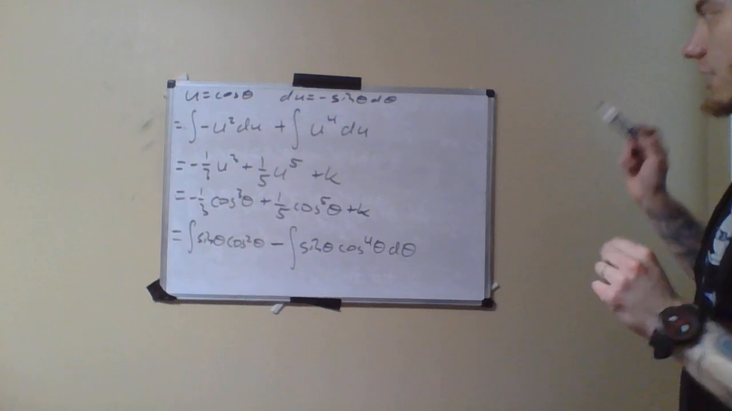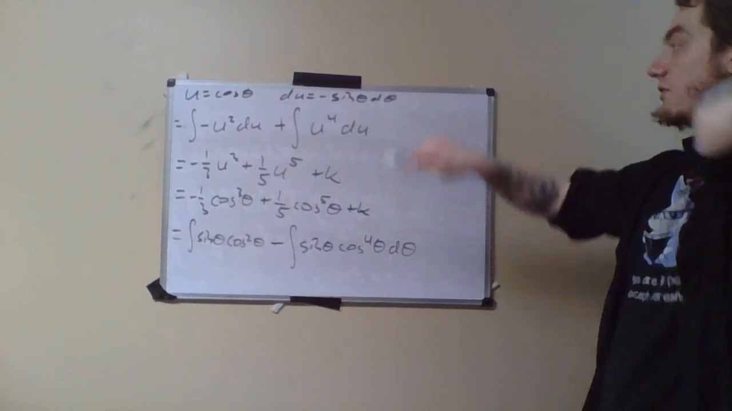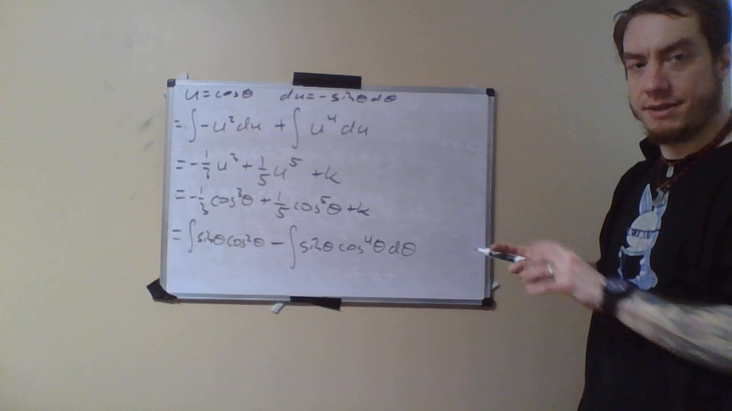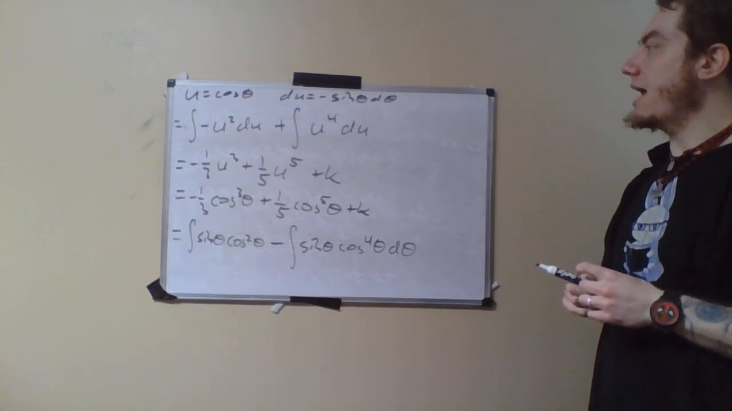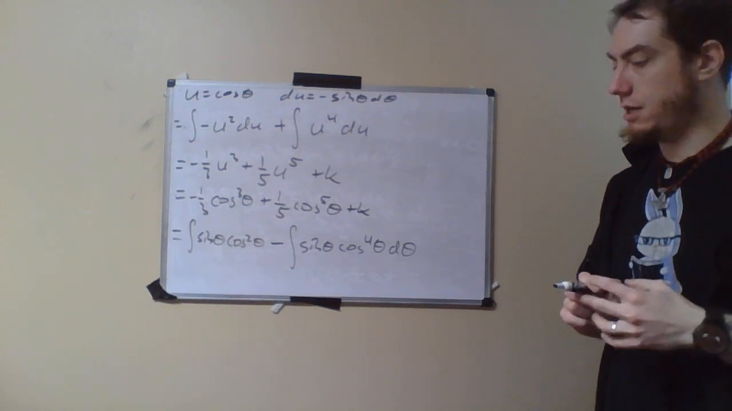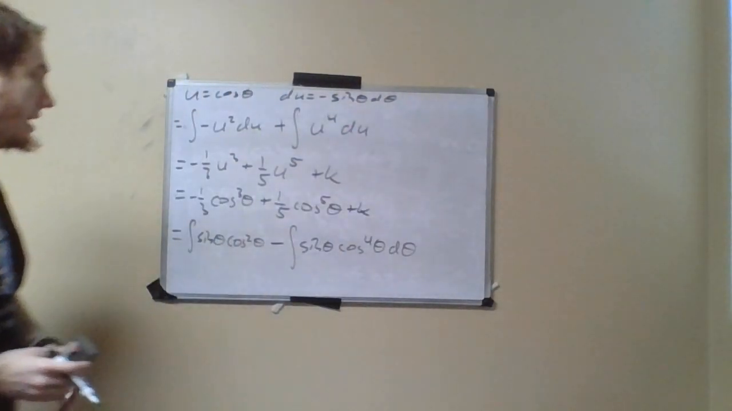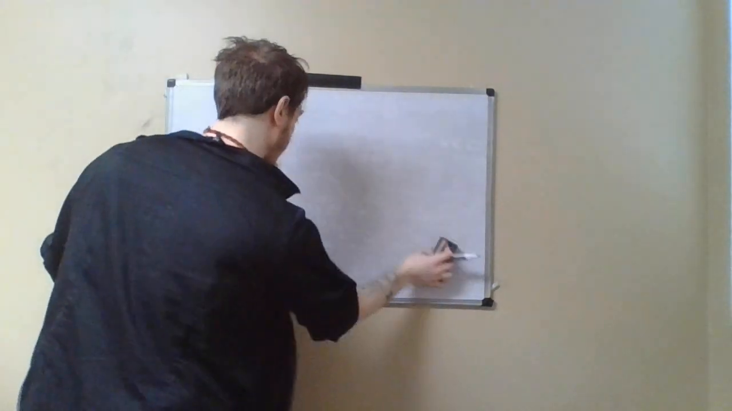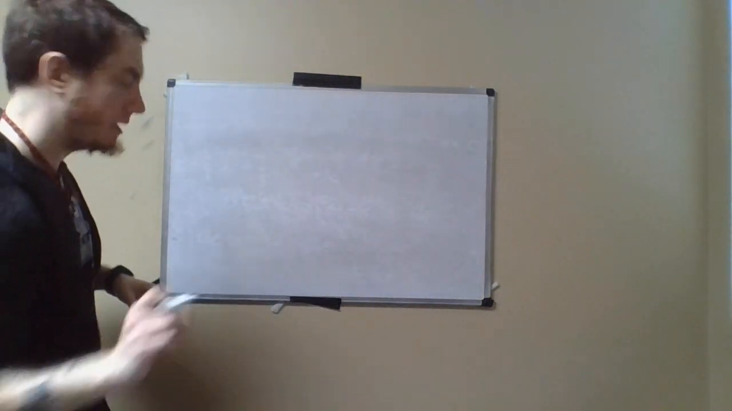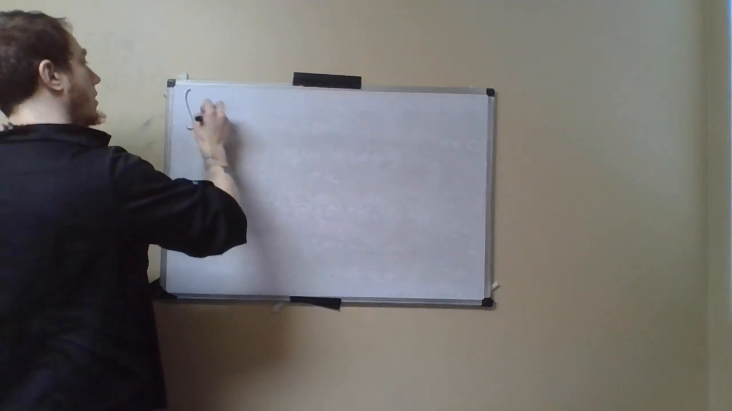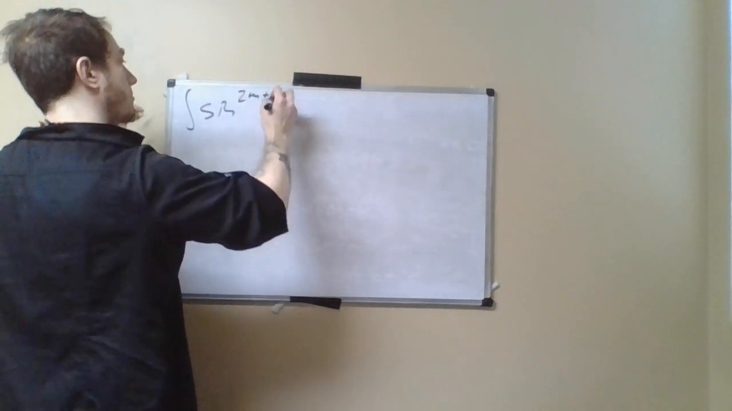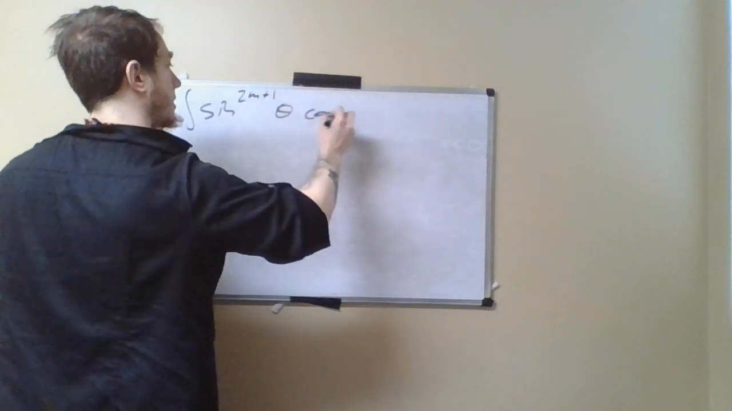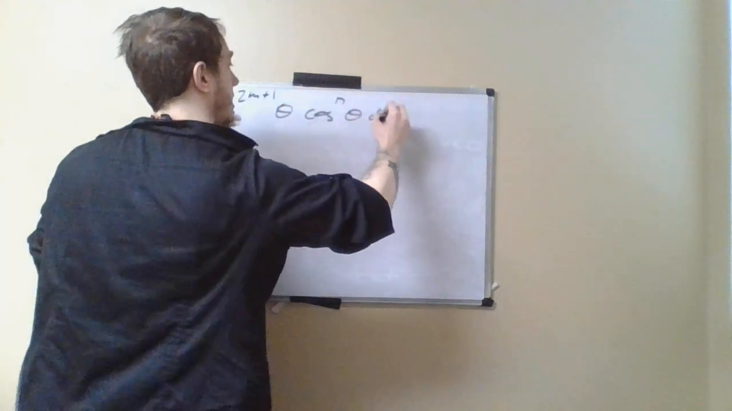All right, so returning to this, we've got to this point, we figured out how to do this, and you'll notice this exact same trick will work anytime that I have an odd power of sine. So the same trick is going to work anytime that I have something like the integral of sine to the 2m plus 1 theta cosine to the n theta d theta.